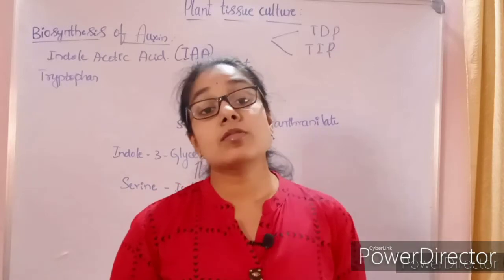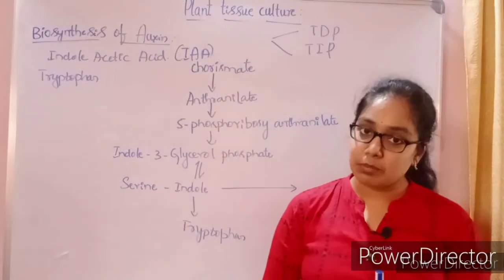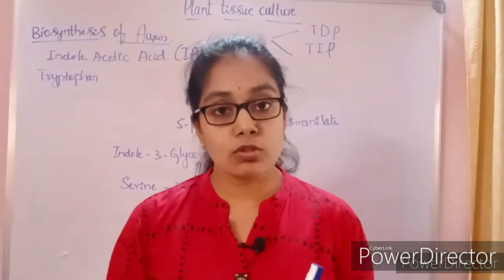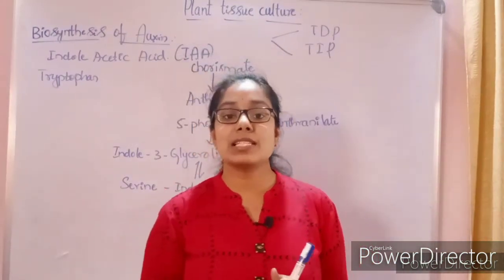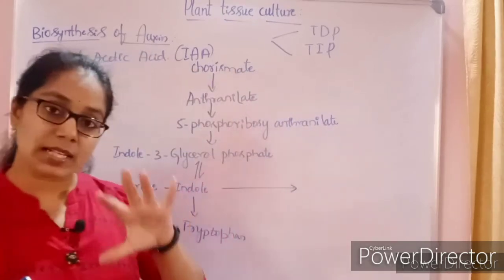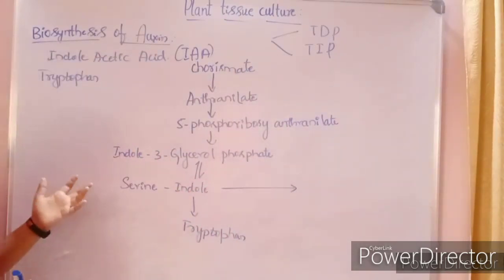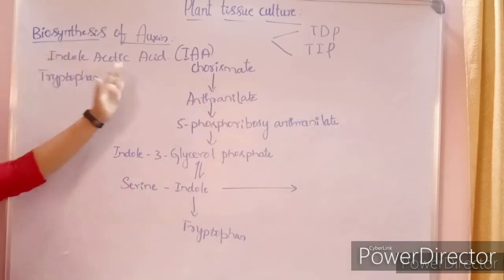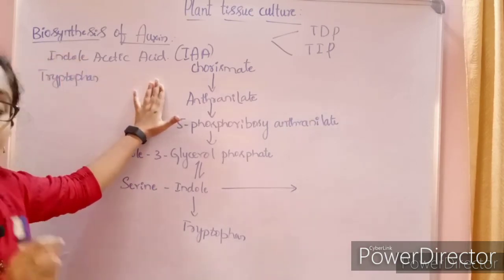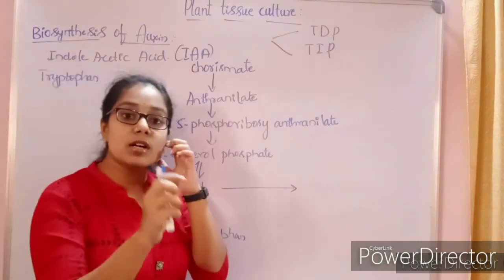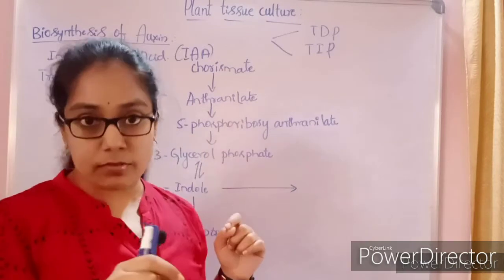So the biosynthesis of the auxin always takes place in the shoot apical region at the site of embryogenesis, as well as in the young leaves and young seeds. Okay, so this is the site of the production of the auxins. Here you see indole acetic acid, the most abundant natural auxin, and auxin is the first plant hormone to be discovered.